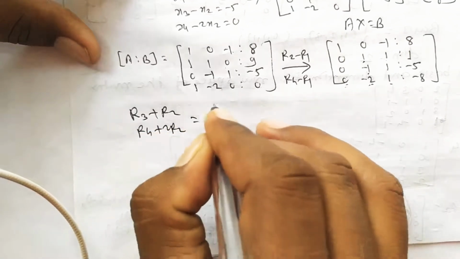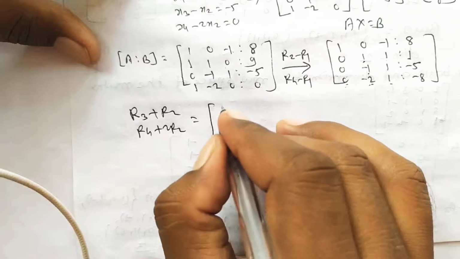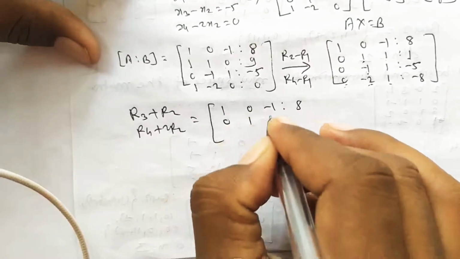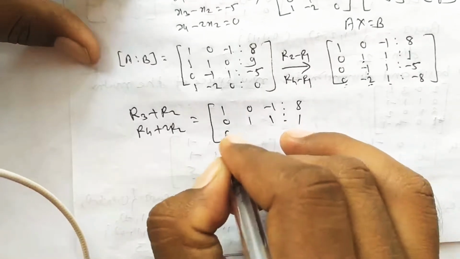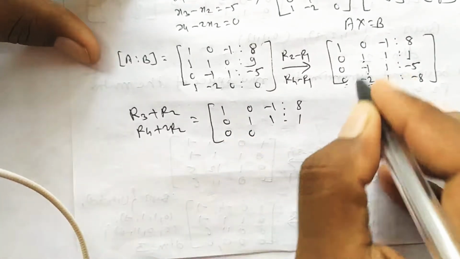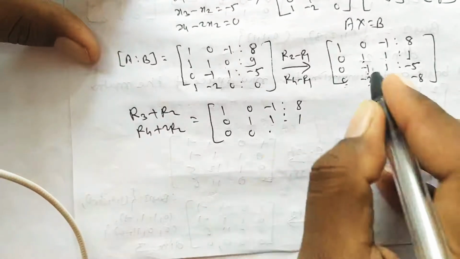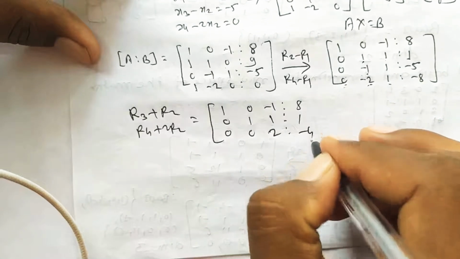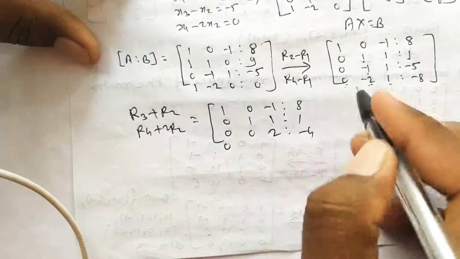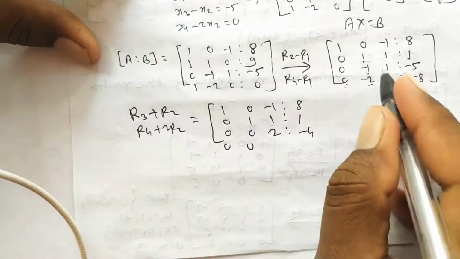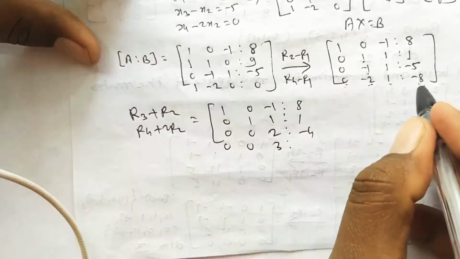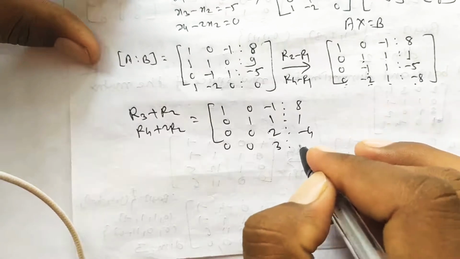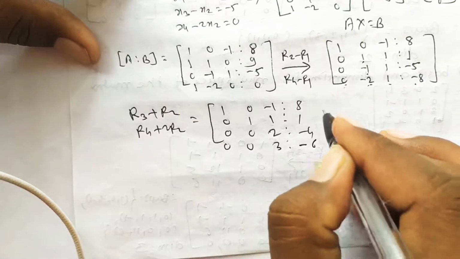So if we use this operation, then first two rows as it is, that is 1 0 minus 1 8, 0 1 1 1. Third row becomes 0 0 minus 1 plus 1, minus 1 plus 1 is 0, 1 plus 1 is 2 here, and minus 5 plus 1 is minus 4. Then 0, minus 2 plus 2 is 0, 1 plus 2 is 3, and here minus 8 plus 2 is minus 6.